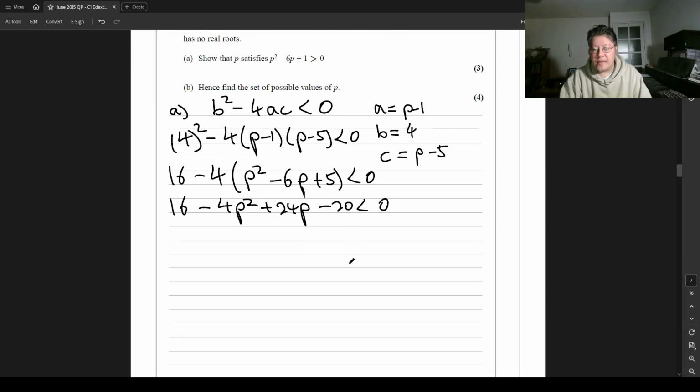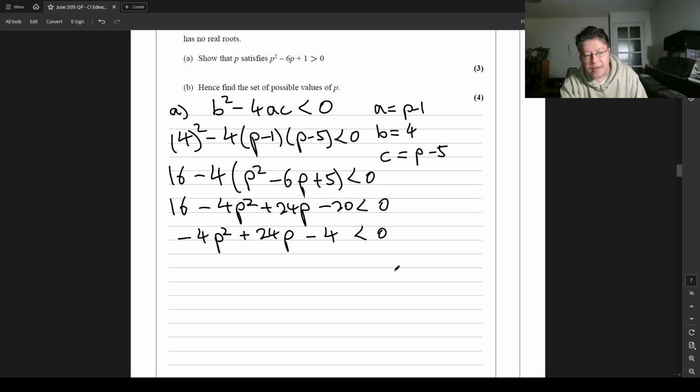And now we'll simplify all of this. Collect like terms, so minus 4p squared plus 24p, and then 16 minus 20 is minus 4, less than 0. And here we notice that there's a common factor of 4, but also if you look at the original question, we want it to be a p squared, not a negative p squared, so we're going to divide it all by minus 4.